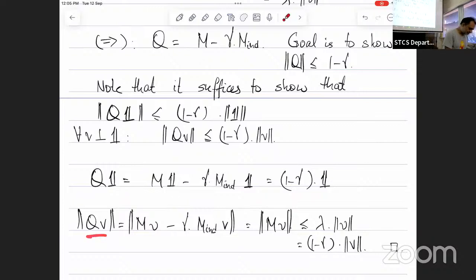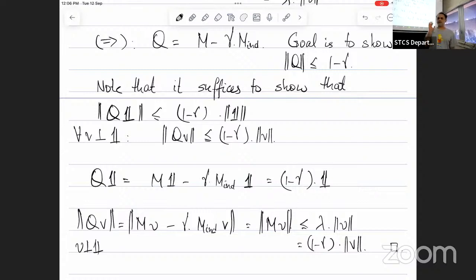So QV is nothing but M minus gamma M_int applied on V. Okay, but M_int on V is 0, because I'm assuming that V is orthogonal to the all ones. So therefore, M_int on V is just 0. So this is just MV. And if I know that G is a spectral expander, then I know that the norm of MV is lambda times smaller than the norm of V. So you get this.